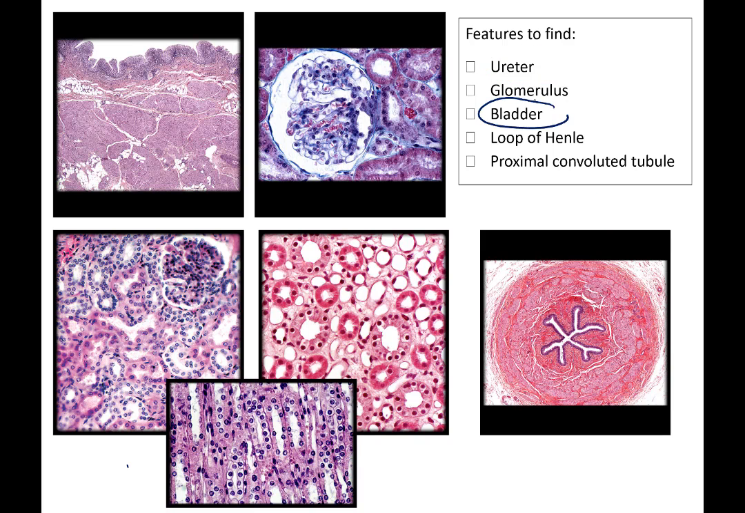The bladder is actually this picture here. You can see the lining, if we were to zoom in much closer, is the only place in the body that you can find transitional epithelial tissue. The remaining slides are specific to the kidney.